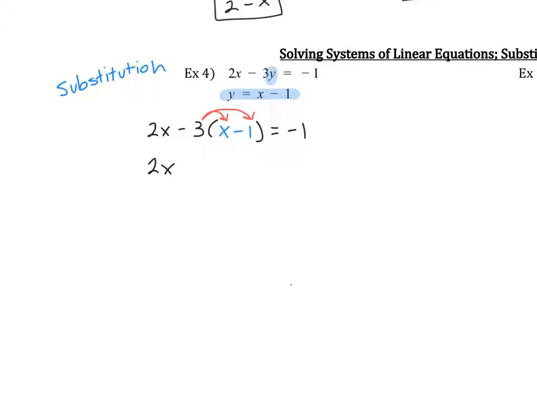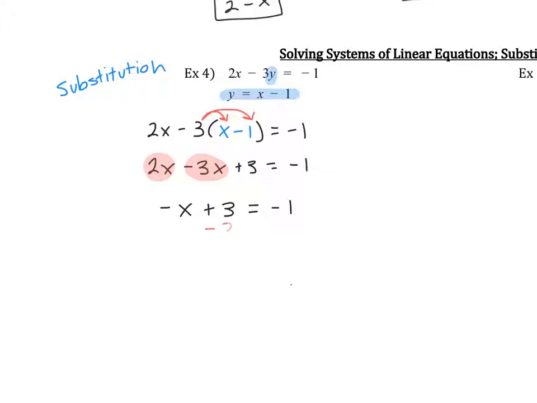So I have 2x. Negative 3 times x is negative 3x. And remember, that's why I like to draw on these rainbows. We also have to do negative 3 times negative 1, which is positive 3, equals negative 1. So now we can combine like terms. You'll notice that these two variables are on the same side of the equation. They're both on the left side, which means I don't need to use an inverse operation. I just combine them. So if I have two x's and I take away 3, I'm left with negative 1x plus 3 equals negative 1.